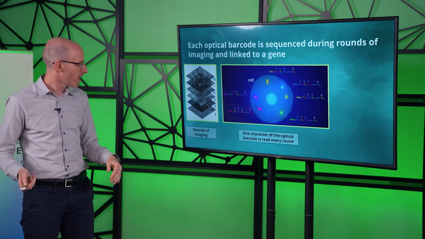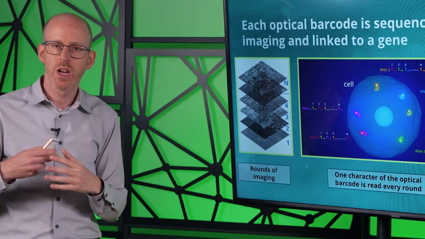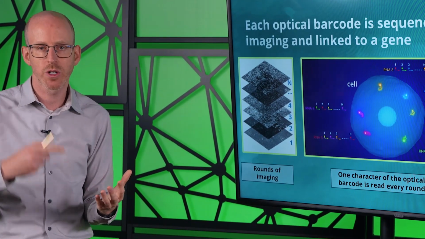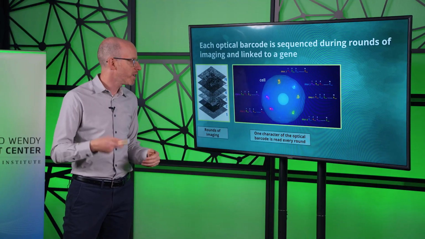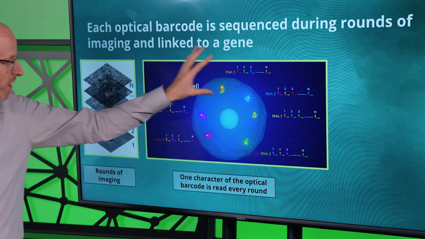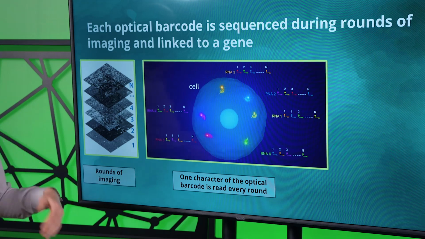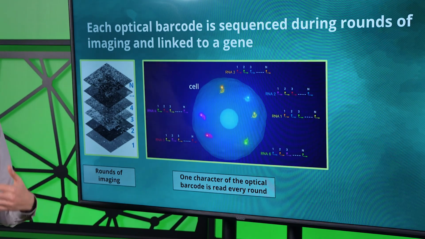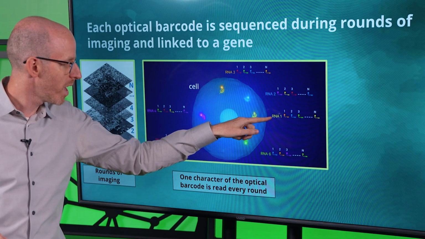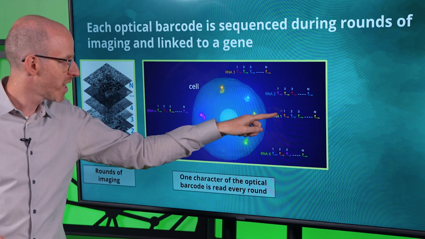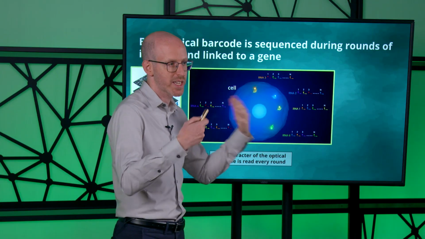So here's how that works, where we're going to have rounds of imaging, where every single round of imaging, we read out one character of the optical barcode. And the optical barcode is encoded or decoded using fluorescent molecules. So here we have a cartoon of the cell with the nucleus at the center, and we have different transcripts that we're reading out. And every time we do a round of imaging, we read out one character of that optical barcode. So here in RNA molecule 1, the first character is orange. In RNA molecule 2, the first character is purple. In RNA molecule 3, the first character is red.